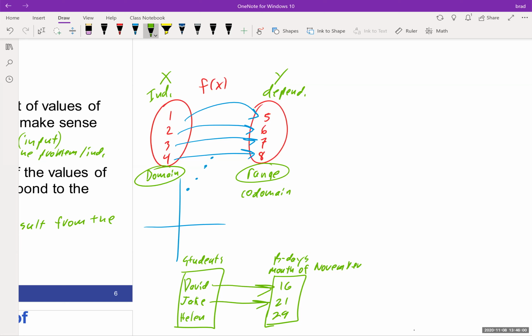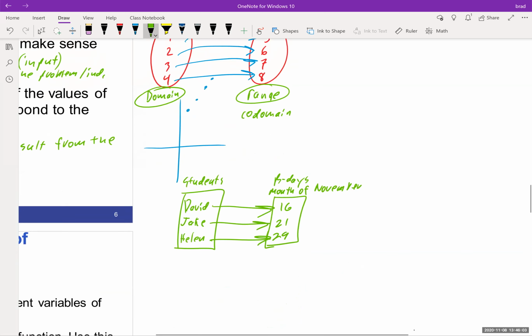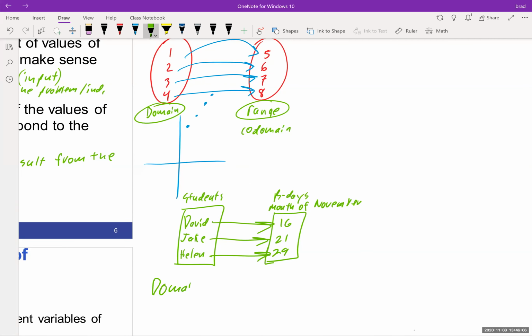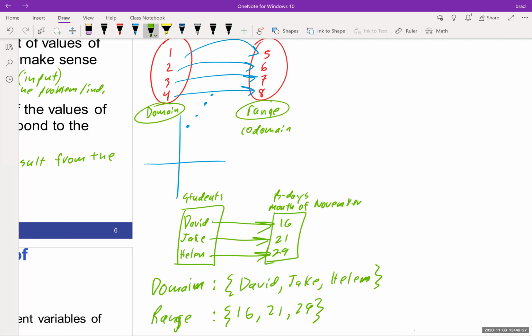So boom, boom, boom. So in this case, the domain would be David, Jake, and Helen. And then the range would be 16, 21, and 29. Not all the numbers between 16, 21, and 29, but literally only 16, 21, and 29. Those are the only 3 days of the month that have birthdays on them from this group, okay? So the domain dictates what the range can be, okay?